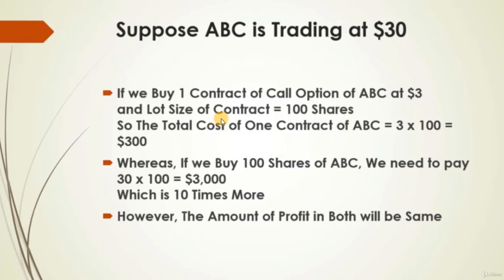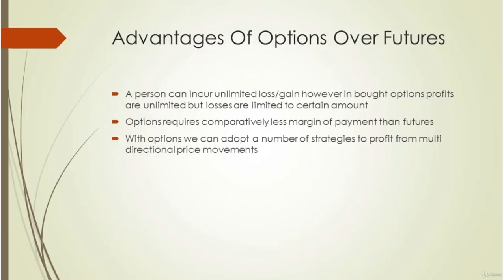Now in this case, the premium of the call option is only $3. So if the stock price falls, the only loss in this case will be $300. The other advantage of options over futures is that with options you can adopt a number of strategies and create spreads that can enable you to profit from multi-directional price movement. But with future contracts, you can only make money from the security moving in the right direction for you.